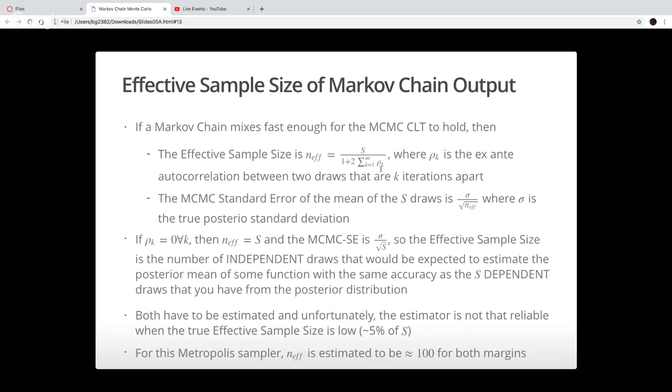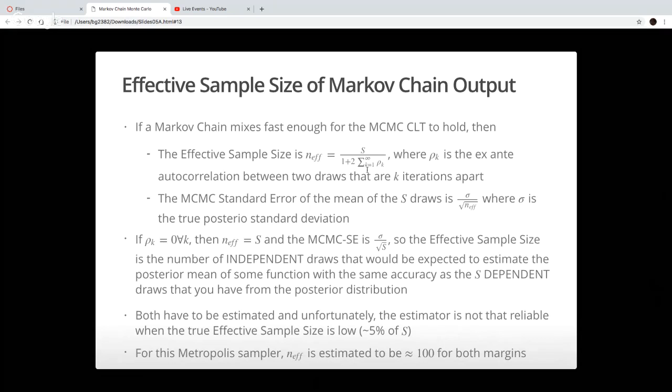And so in general, those autocorrelations are going to be positive numbers, and we can estimate this. But if you do 1 plus 2 times the sum of a bunch of positive numbers, you're going to get something that's greater than 1. And so you're dividing S by something that's greater than 1. And so in general, the effective sample size for one of these Metropolis-Hastings things is going to be less than the nominal sample size S.